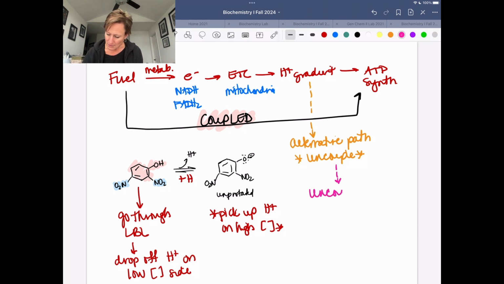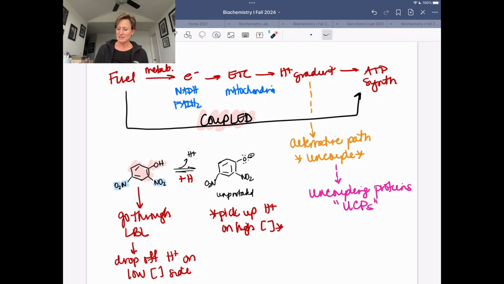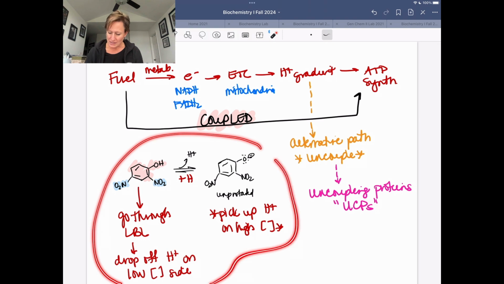So uncoupling proteins, they are called UCPs. They essentially are going to do the same thing. They are going to dissipate this proton gradient. One other really important thing I forgot to mention with this.